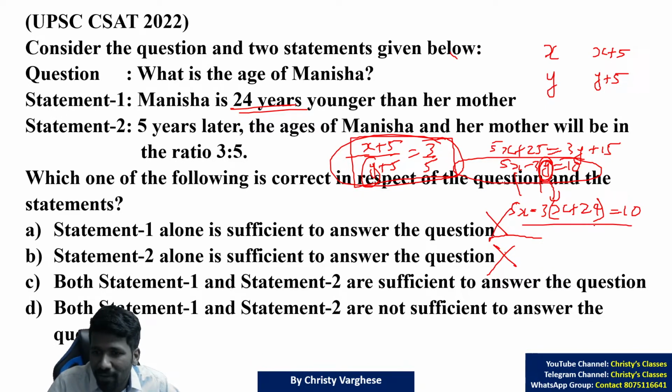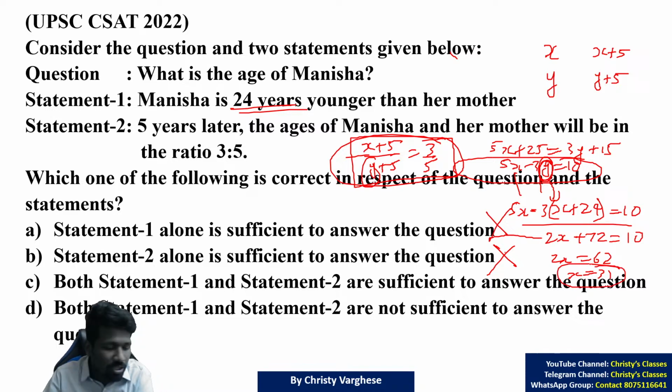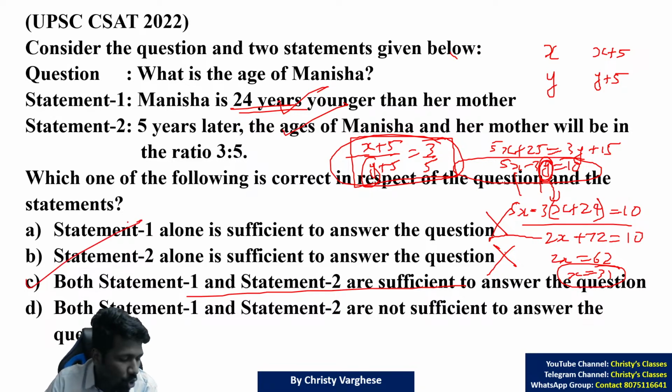As I told, solving it is not the priority. Whether it is possible to solve, that is what the question is asking. This is definitely solvable. Or if you are not satisfied, you solve it. If you multiply by 3, you will get 72 equal to 10. 2x equal to 62, so x is equal to 31. That means Manisha's age is 31 years according to these two statements. So both statements 1 and 2 together are sufficient. No other statement is needed to answer this. So option C is the correct answer.